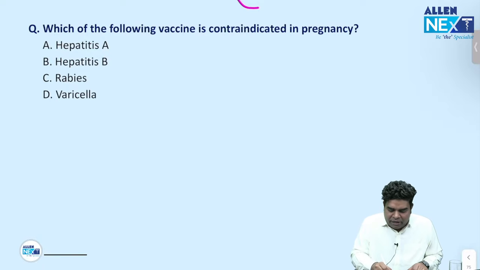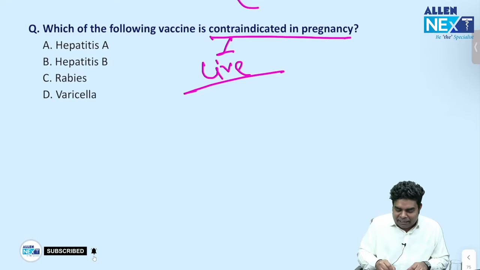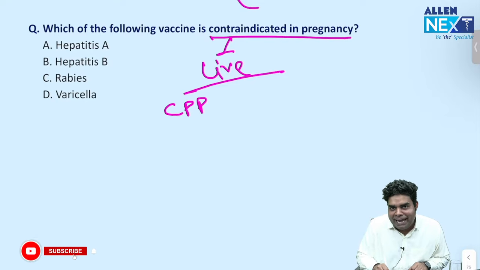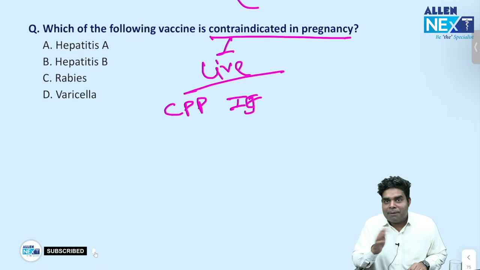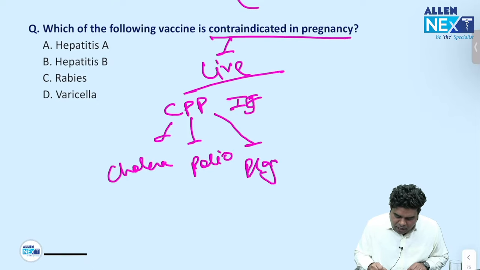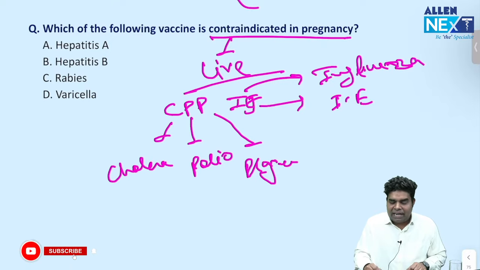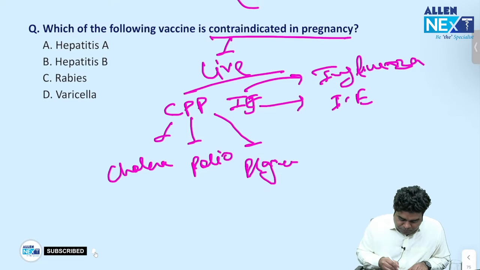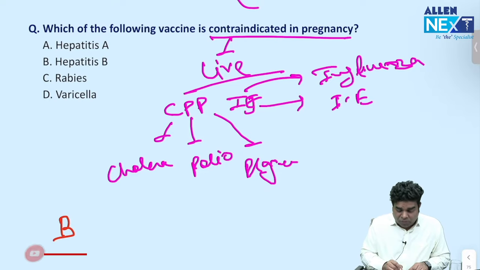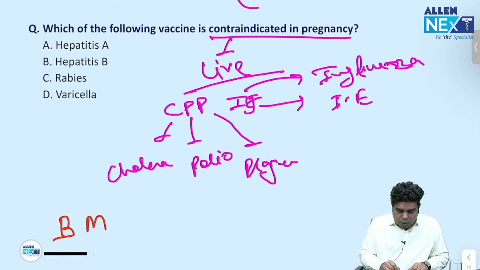Which following vaccine is contraindicated in pregnancy? All the live vaccines are contraindicated. And live vaccines can be easily remembered by the mnemonic CPPIJO. These five are both live and killed. C stands for cholera, P for polio, P for plague, I for influenza, J for Japanese encephalitis. For these five, there are both live and killed. So easy to remember. Now, next is BCG, MMR, and rotavirus.